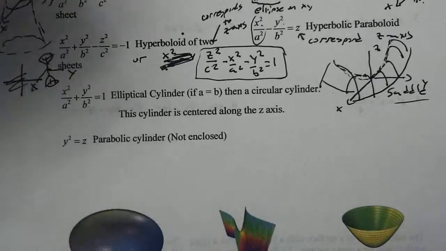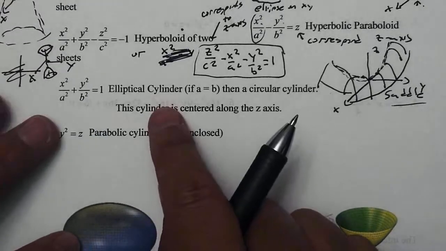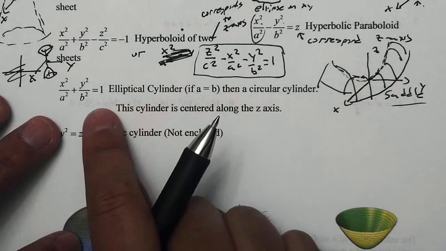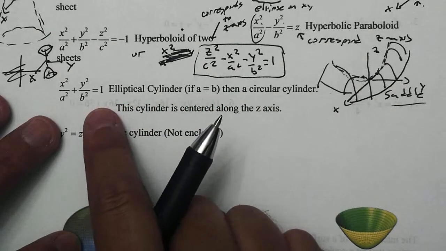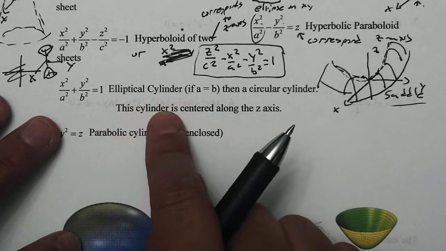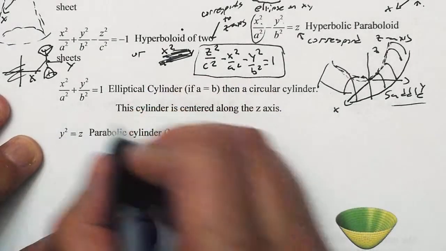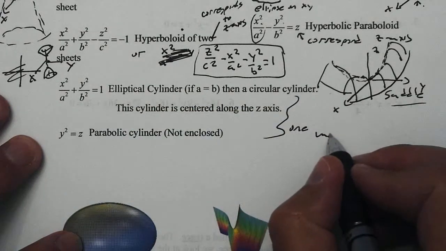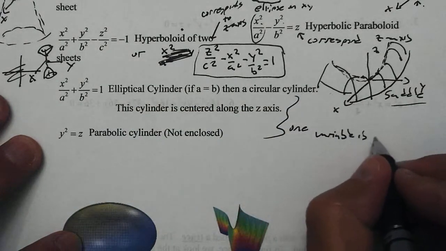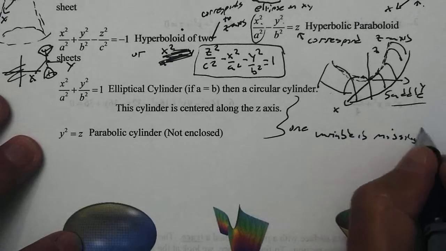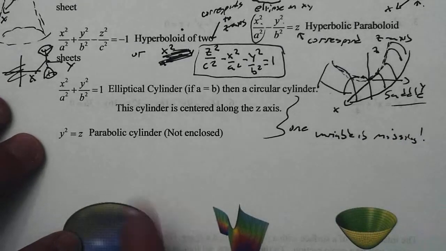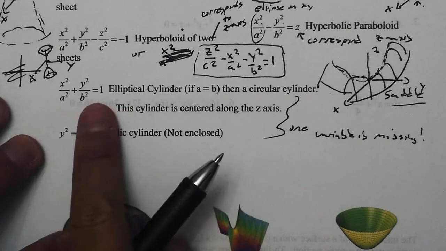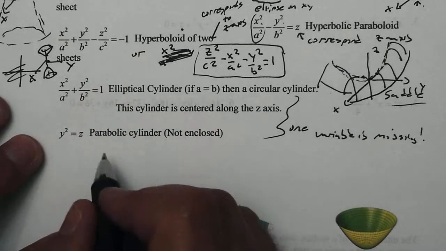And then we have the elliptical cylinder. The elliptical cylinder is, if A equals B, then it's a circular cylinder. So basically, notice for the cylinder, one of the variables is always missing. For a cylinder, one variable is missing. That's the easiest way to determine the cylinders. For example, over here, we have an elliptical cylinder. If A and B were the same, it would be just a regular circular cylinder.